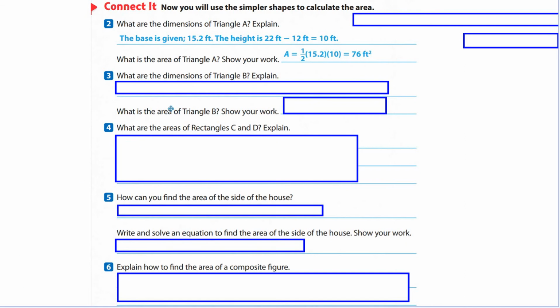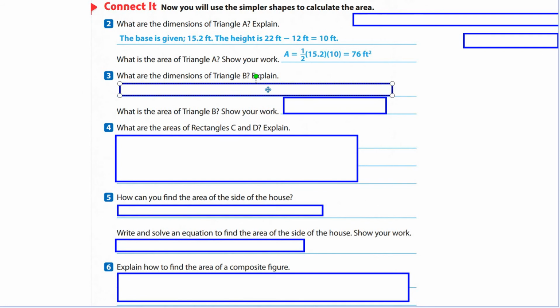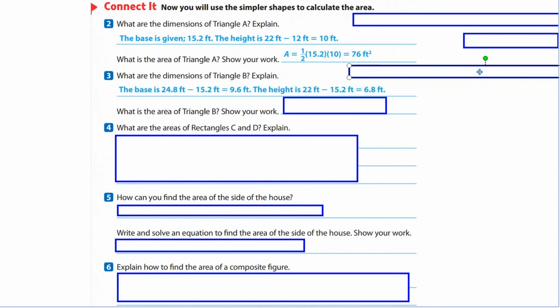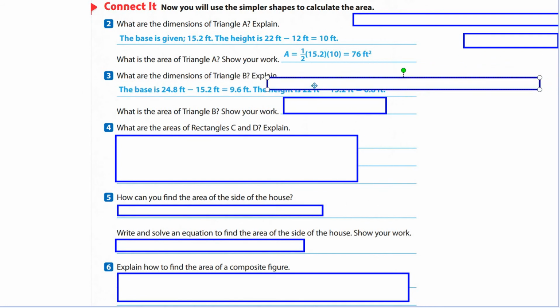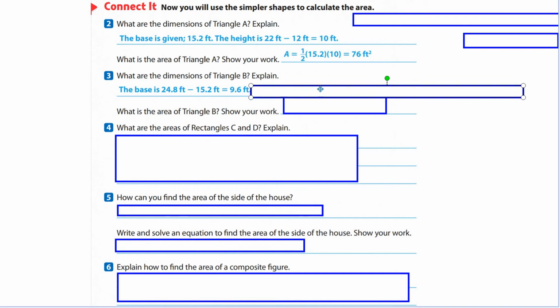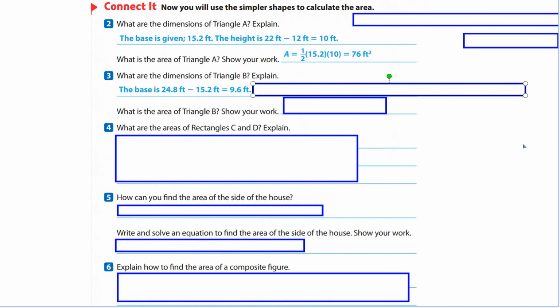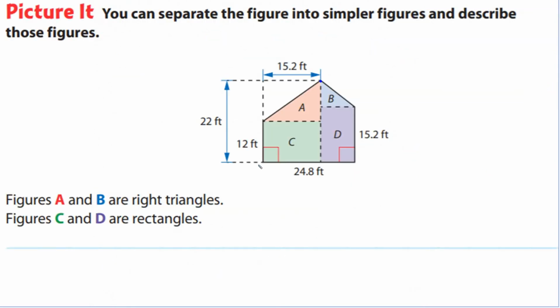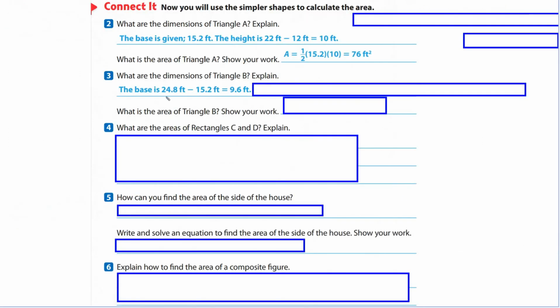Let's look at triangle B. What are the dimensions of triangle B? Well, the base will be 24.8 minus 15.2, which gives us 9.6 feet for the base. Let's see why. The whole base, as you can see here, is 24.8. Okay? And that's where they got the 24.8.